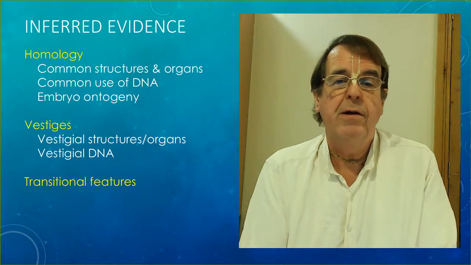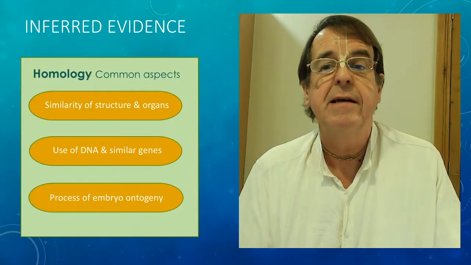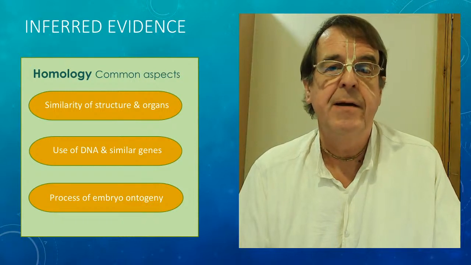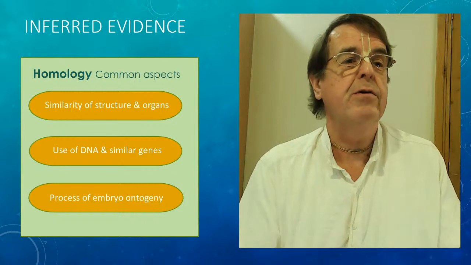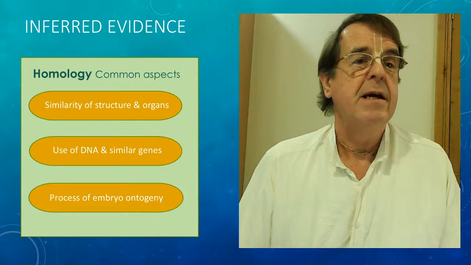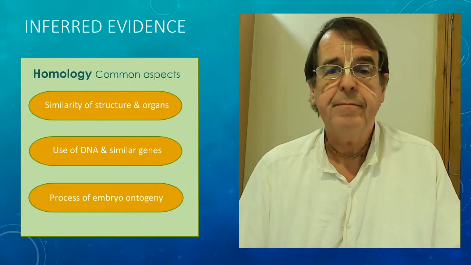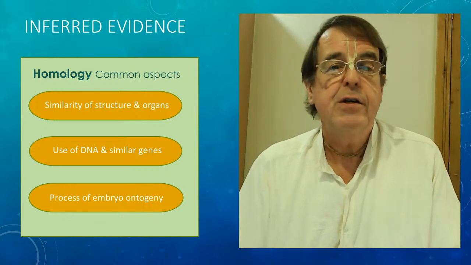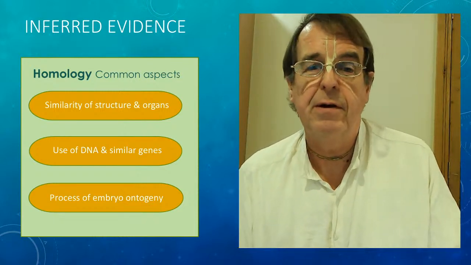So what all this inferred evidence for evolutionary theory boils down to is homology. The common presence of these three aspects: the similarity of structure and organs, the common use of DNA and many shared genes, and the process of embryo development. That's the evolutionary case in a nutshell. Now, there's no argument with these statements of commonality. I absolutely accept all of them.